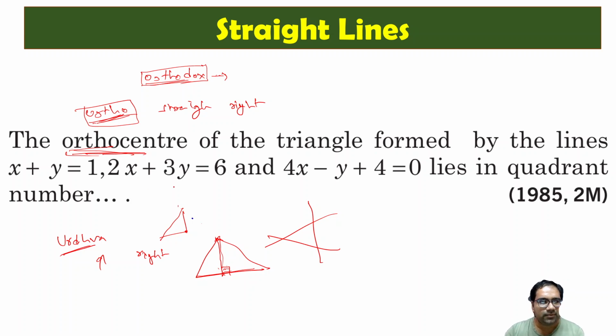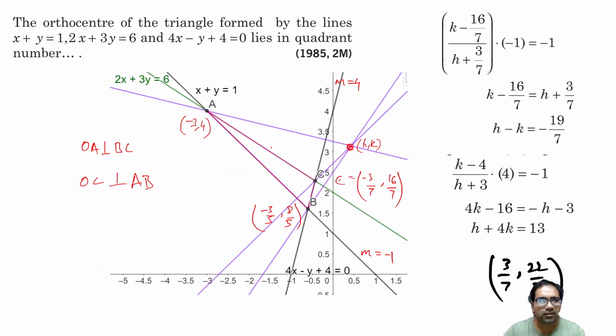Now in this case, we have three vertices. If we solve these three lines, we will definitely get three vertices. The lines are like this: x plus y equals 1. Obviously, that line is this one, and its slope is minus 1. Now, 2x plus 3y equals 6. That is this line.